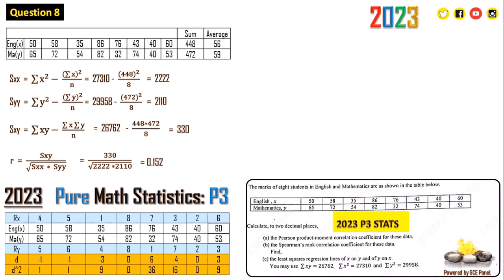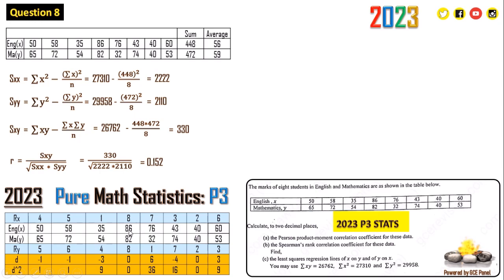For English, the smallest score is 35. The next one is 40, 43. After 43, we have a 50, then 58. Then we have number 6, 60, 76, and 86.